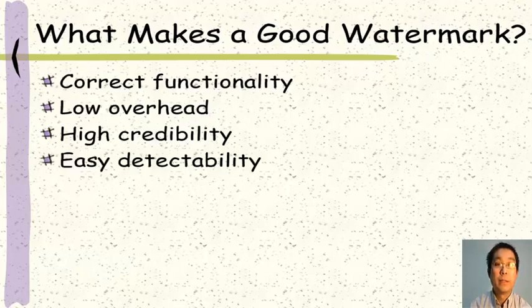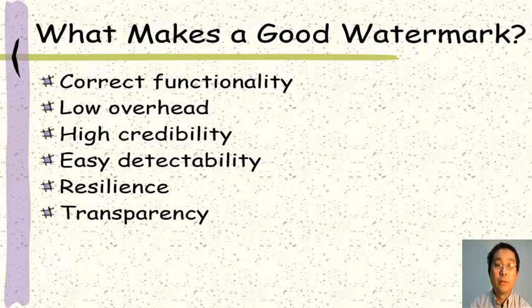Next, the embedded watermark should be easy to detect as the proof of the authorship. However, it must also be resilient in the sense that it will be difficult or impossible for an adversary to remove or modify the author's watermark. Transparency means that the addition of watermark and its detection should be transparent to existing design tools and design softwares. Otherwise, it will be difficult for the watermarking scheme to be adopted.